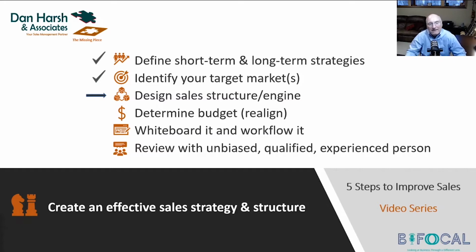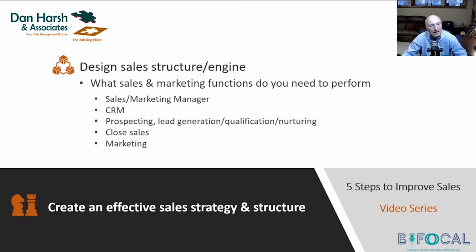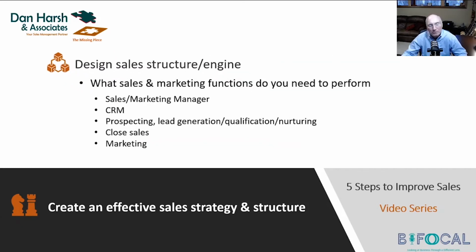Once I've identified the markets and who I'm going to go after, now I've got to start thinking about what type of sales structure, what type of engine do I need in order to make that happen? And one of the things we're going to talk about is, what are the sales and marketing functions that you need to perform? Sometimes we think sales, well, we sell and we market, but we really need to break down the individual functions. And we're going to talk about where that priority goes.